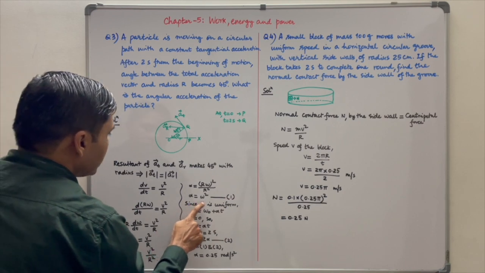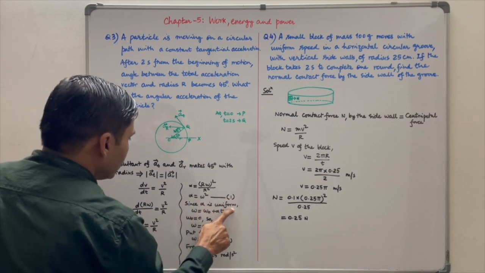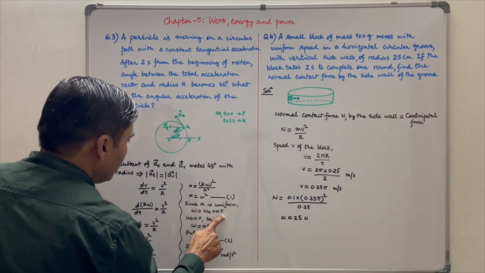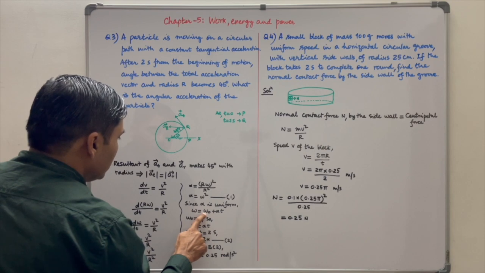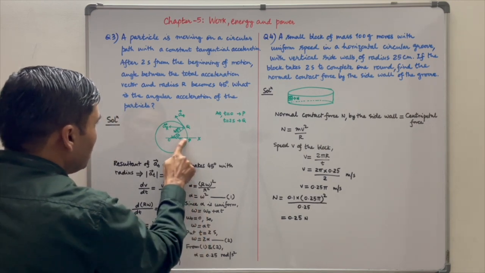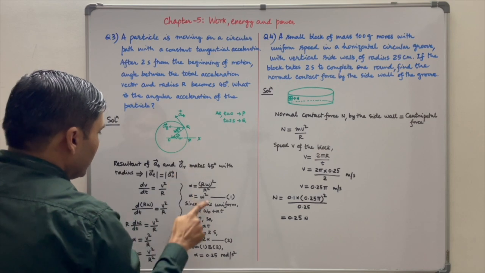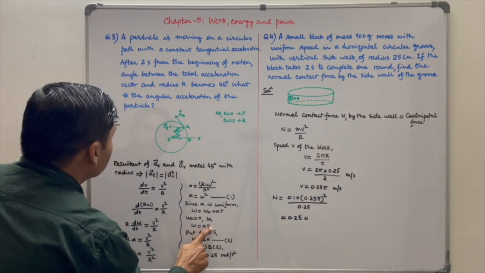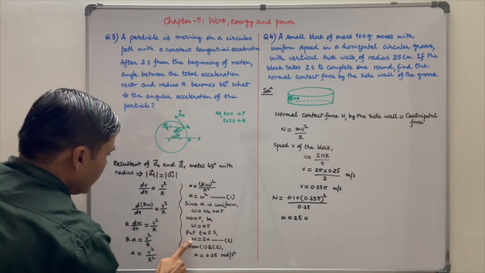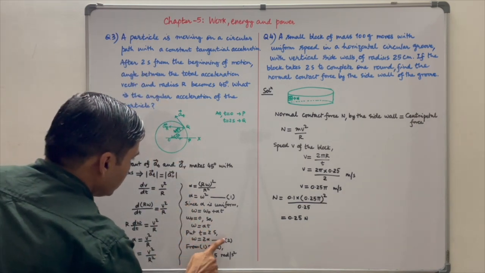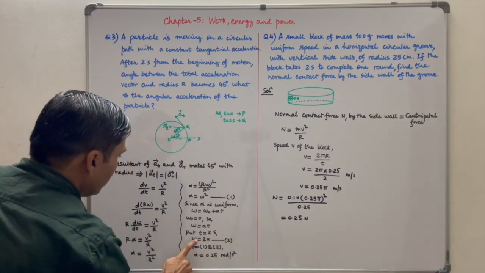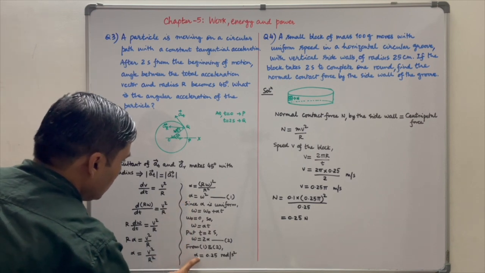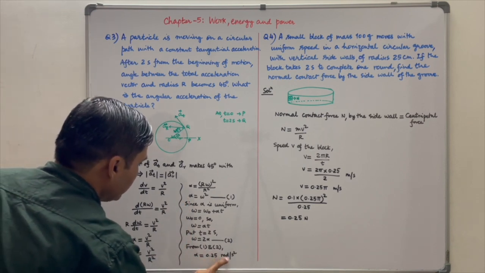Since angular acceleration alpha is uniform or constant, we can use this equation omega is equal to omega 0 plus alpha t. Omega 0 is 0 because at t is equal to 0, particle was at rest. So omega is equal to alpha t. Put t is equal to 2 seconds. So we get omega is equal to 2 alpha. Suppose this is equation number 2. Put the value of omega in equation number 1. So we get alpha is equal to 0.25 radian per second squared.